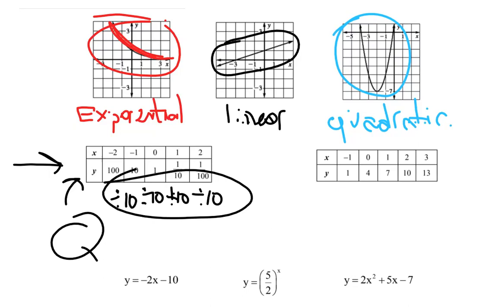This table I see here, my outputs, I'm adding 3, adding 3, adding 3, adding 3. If I'm adding a constant number, that one's an easy one, it's going to be linear.